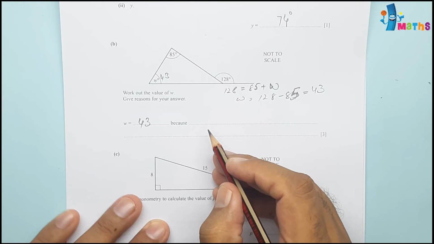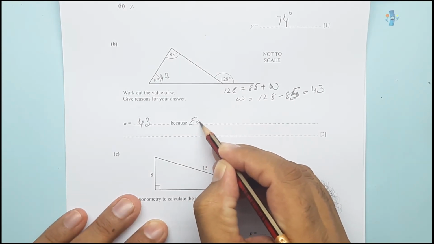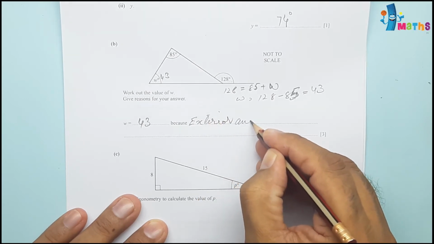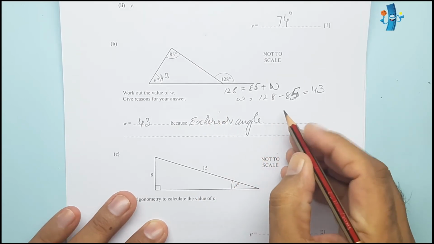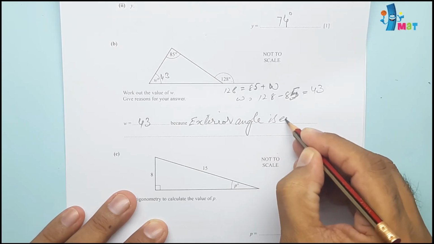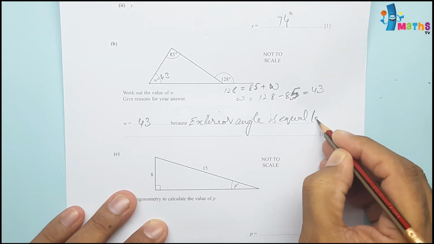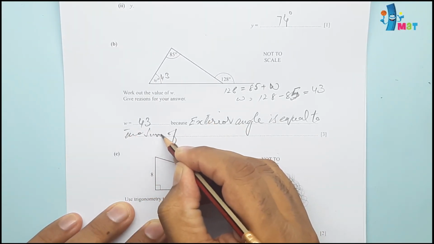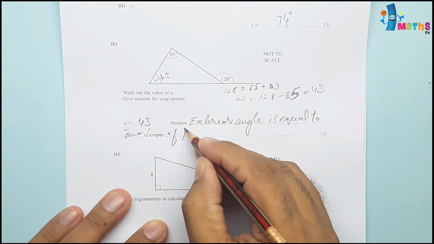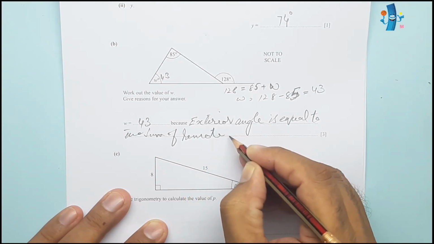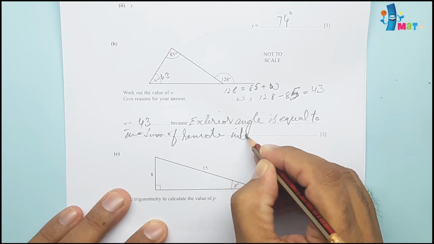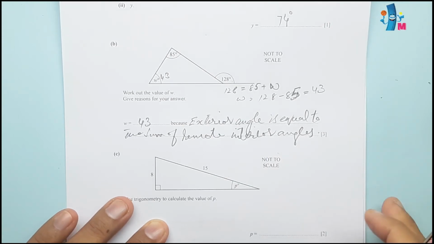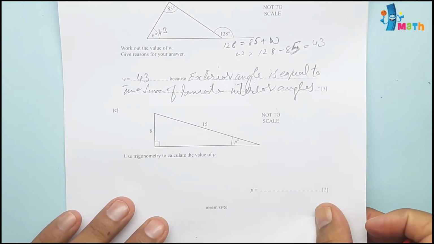The reason: exterior angle is equal to the sum of remote interior angles. So this will be the reason. And now we can go through the C part.